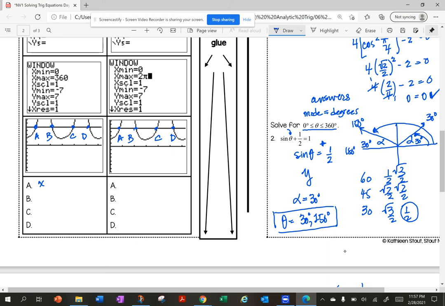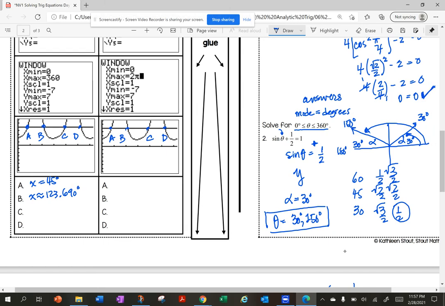I get A is x equal to 45 degrees. B is x approximately 123.690. C is x equals 225 degrees. And D is x equals approximately 303.690 degrees.